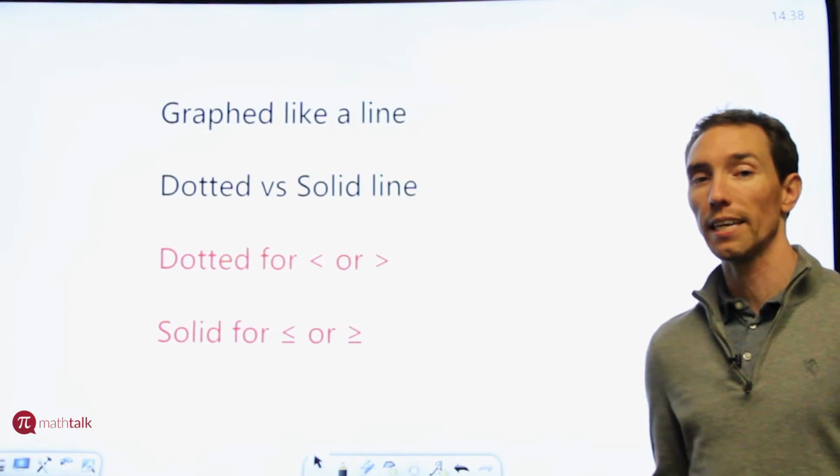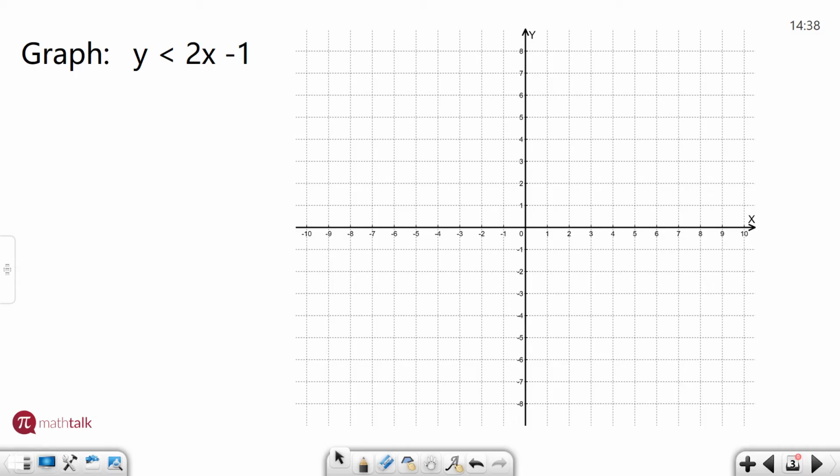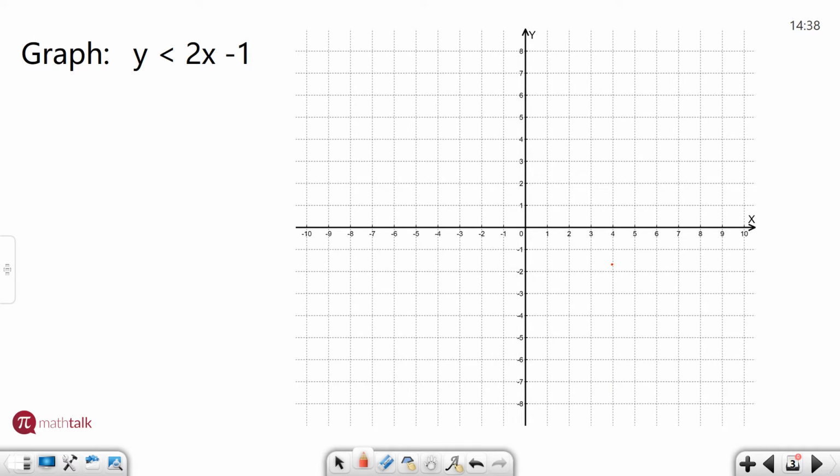So let's take a look at what each scenario looks like with one example. So our first one, we have a simple question, just says graph y is less than 2x minus 1. So when you graph it, you really want to take the same approach as if you're graphing a regular equation. And so I'm going to pull up a certain color here. Let's do red. That'll show up well on this graph. And I'm going to graph this inequality.